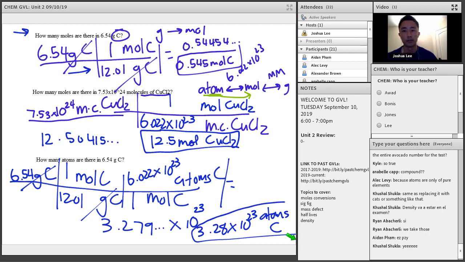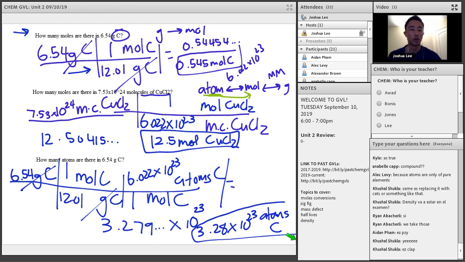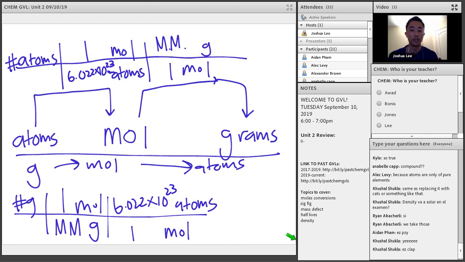Nice. Easy stuff. All right, so that's like mole conversion. So really what you should remember is this stuff, just so that anytime you have to go between atoms and moles, you have to always use the 6.022 number somewhere, somehow. And then anytime you go between the moles and the grams, you have to always use the molar mass for that. So those are the things that you have to use.